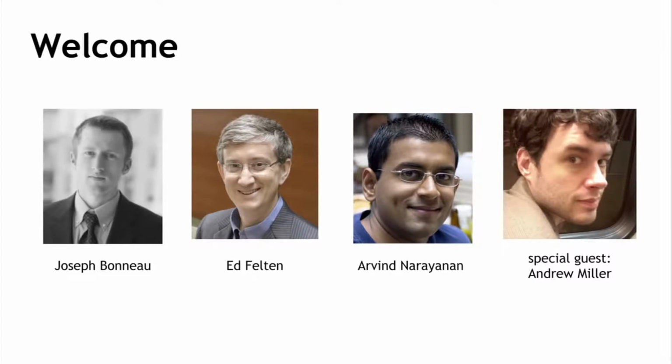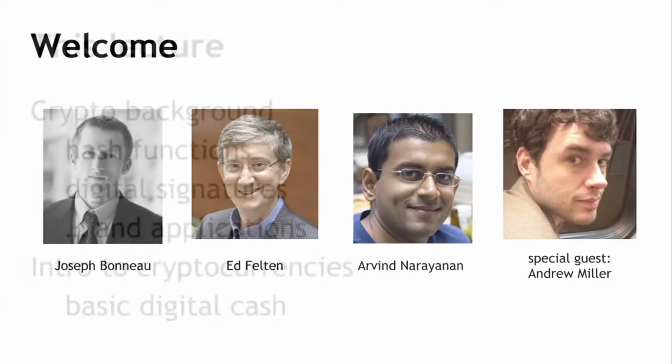The second lecturer is me, Ed Felten. I'm a professor at Princeton in computer science and in the Woodrow Wilson School. The third lecturer is Arvind Narayanan. He's a computer science professor at Princeton. And fourth, our special guest lecturer is Andrew Miller. He's a PhD student in computer science at the University of Maryland. There will be 11 lectures in total.